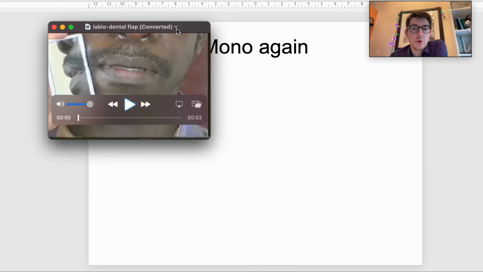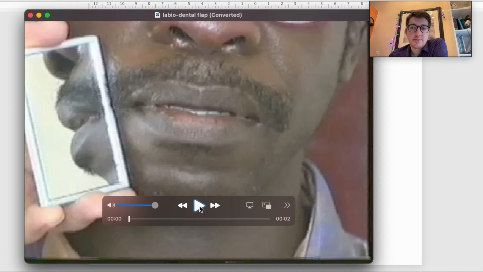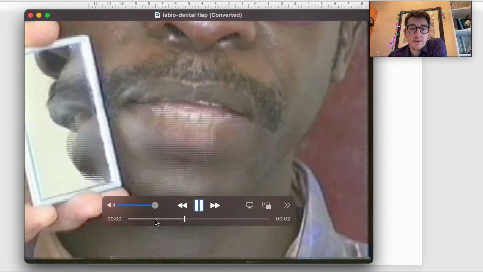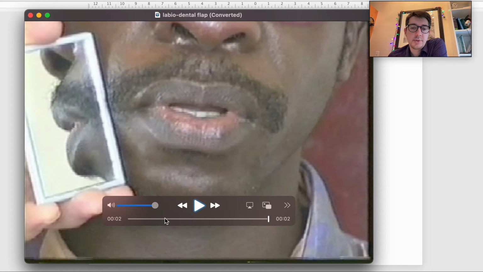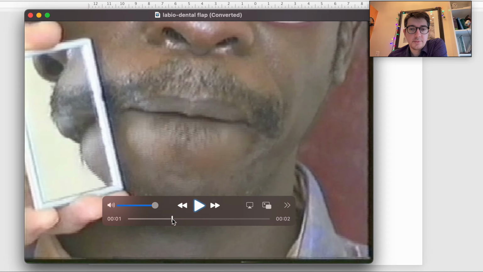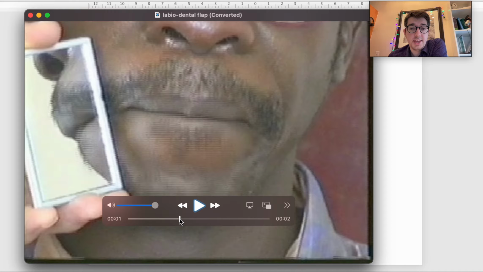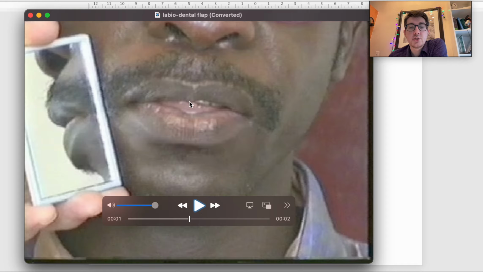So this is a mono. We already watched this one, and he's producing aveturu with the dental t, and we have to pay attention to that part. I'll play the whole thing, and then I'll slow it down. So he's producing a labiodental flap, and after it he is producing t. Here it is. So here is basically the blade of the tongue touching the upper teeth.